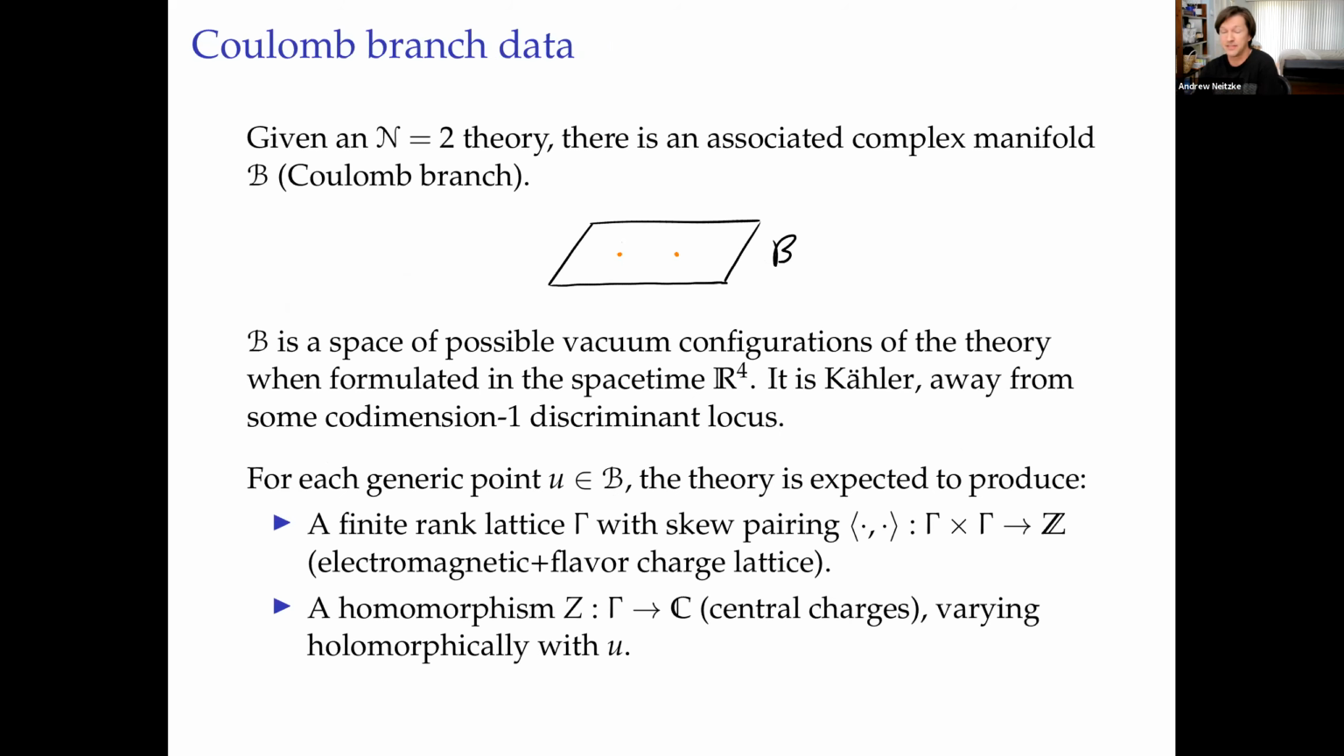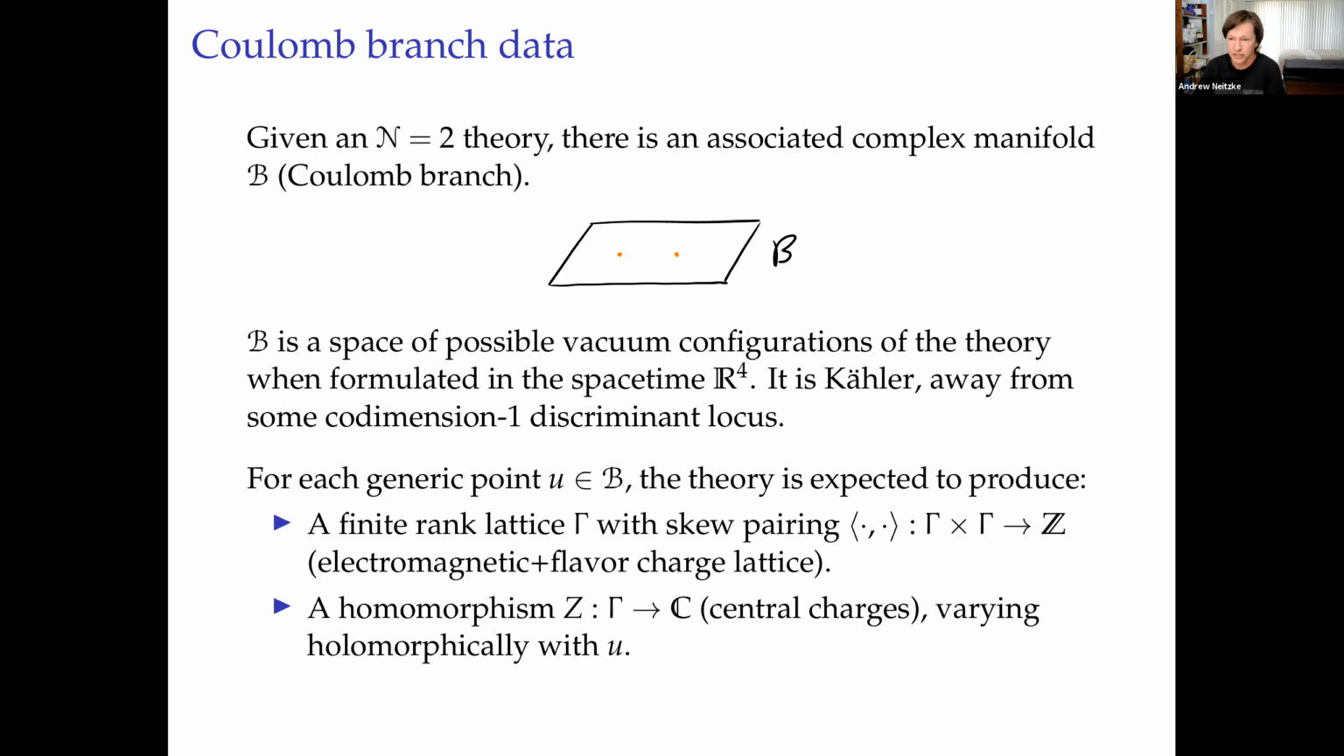So in particular, if someone gives you an N=2 theory, one thing that's supposed to be associated with it is a complex manifold. I'll call it B, and it goes by the name of the Coulomb branch. In physicist language, it's a space of possible vacuum configurations of the theory when the theory is formulated in the space-time R4. So you put the theory in R4 and you ask, what are all the possible lowest energy configurations it can settle into? It turns out that those configurations form a nice structure. They form a complex manifold.